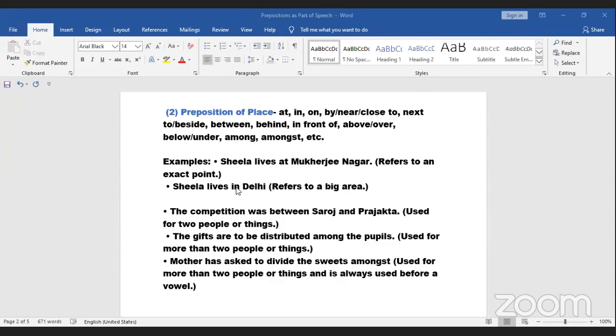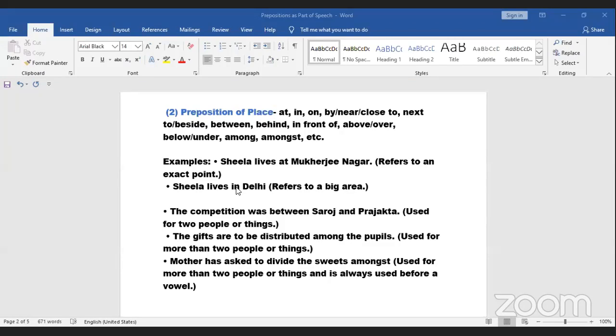Yes, beside and besides. Beside is a preposition of place. Beside means adjacent to. He sat beside me means he sat adjacent to me. Beside me, that's a preposition of place. But besides is another word. Beside is different. Besides is different.